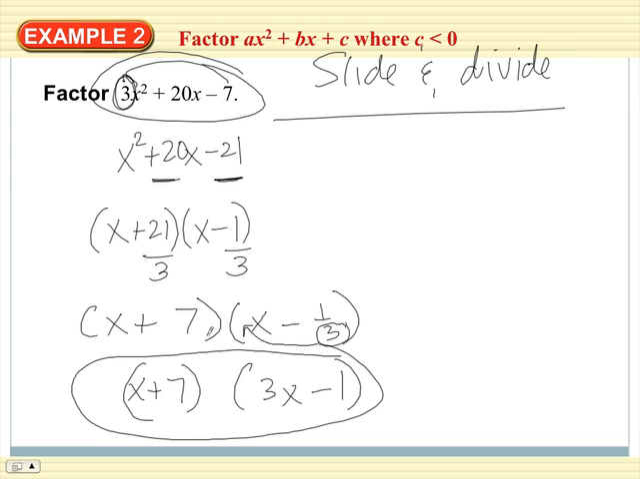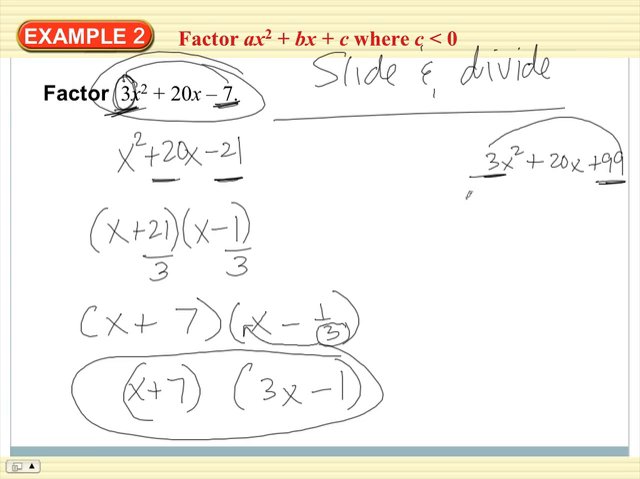Now the only way I wouldn't use this thing is if I told you to factor this. Because when I multiply A times C, that's like factoring. Now I got to factor 300. You know what I mean? I don't want to do that. So the only way I use slide and divide is usually if these two numbers are fairly small. When they start getting big, I don't use slide and divide. It just takes too long. Because you got to find factors of 300 that add up to 20. That might take a while.